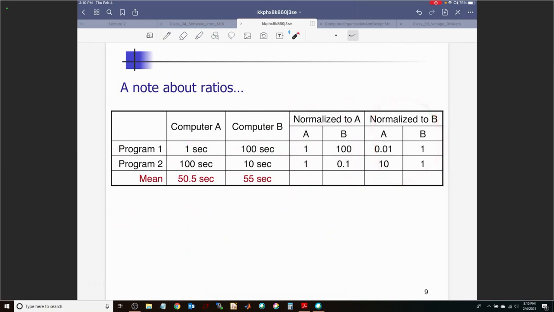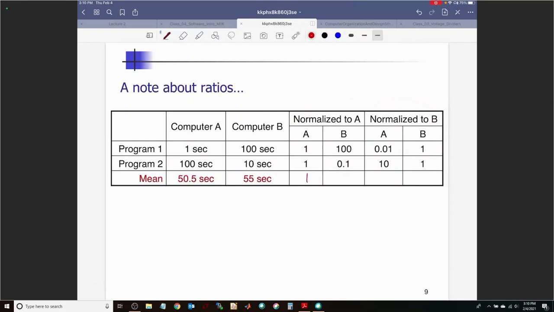So when you normalize things to computer B, these two are 1, but this is 100 times smaller. This is 10, this is 10 times bigger. So if this is 1, that is going to be 100 times smaller. And if this is 1, this is going to be 10 times bigger. Now let's do the weighted arithmetic mean, or in this case, just the arithmetic mean, right? So what are we going to get?